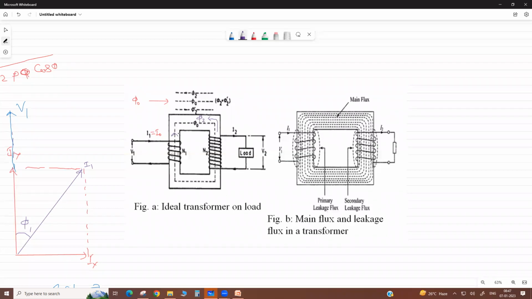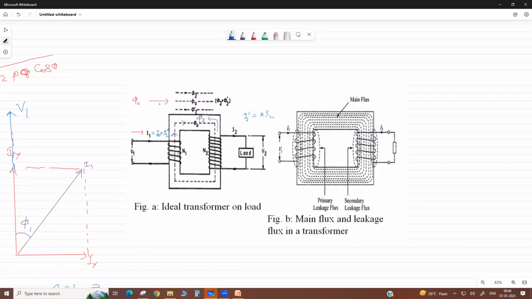Now this flux is reduced because this is opposite to this. So now your transformer draws more current from the primary. So it is not I naught now, it is I1, and this becomes I naught plus I2 dash. This I2 dash, as referred to the primary side, equals K I2.